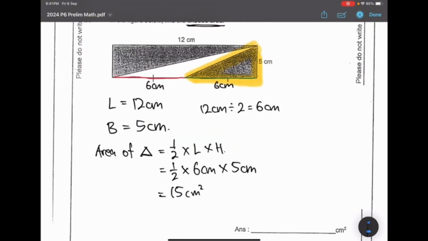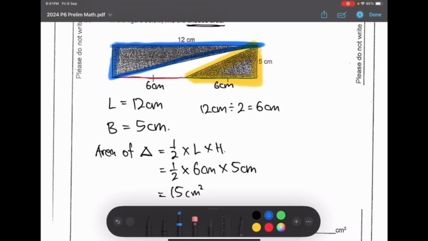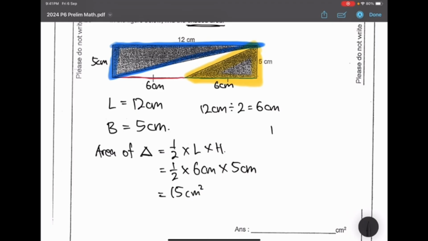For the next triangle, the one over here, I can see that the base is 12 cm and the height is also 5 cm. So what I can say is that the area of this triangle is half times 12 cm times 5 cm. And that would give me 30 cm square.